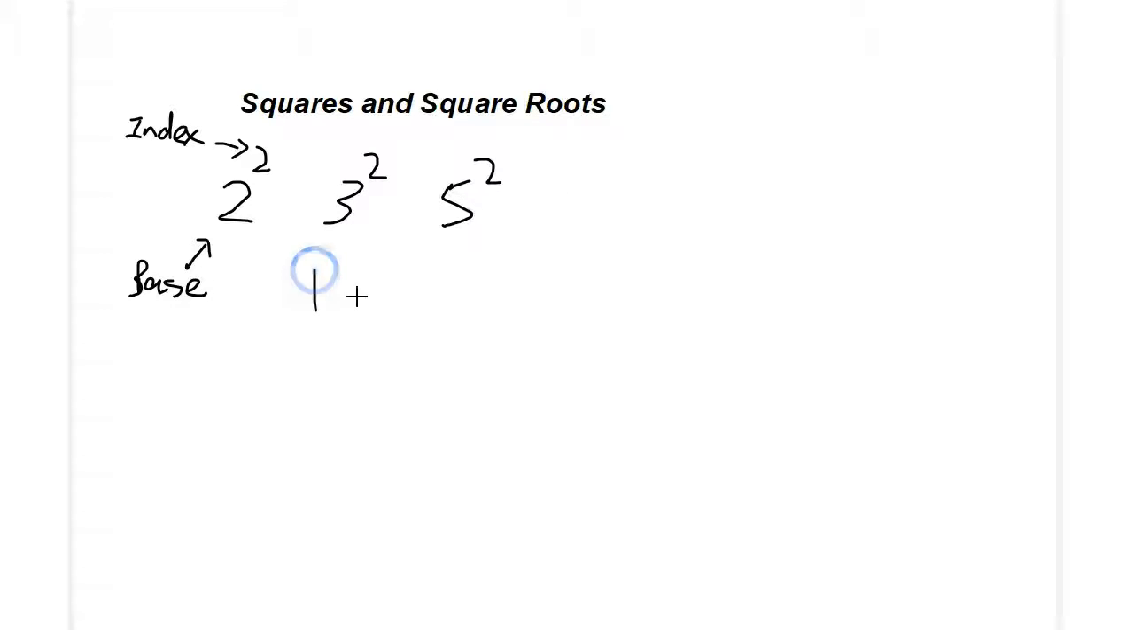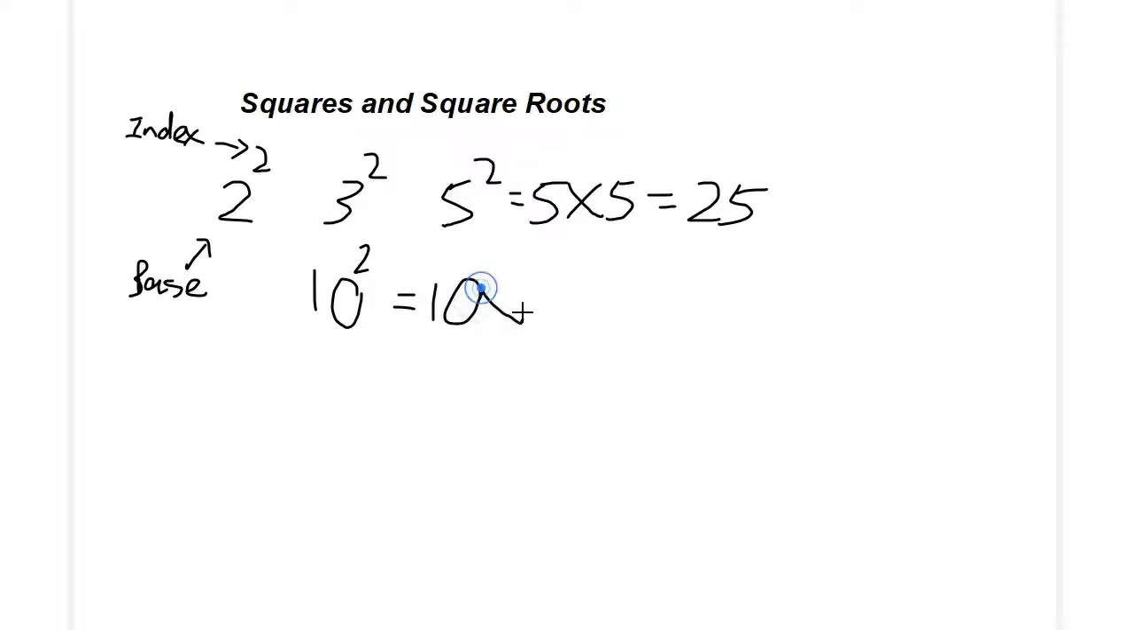So let's say I'll give you another example, 10 squared. Okay, this is 10 squared. And so what does all this mean? What is 10 squared? What is 3 squared? What is 5 squared? 5 squared is equal to 5 times 5. And what is 5 times 5? 25. So 5 squared is 25. 10 squared is 10 times 10. Okay, 10 times 10, 100.